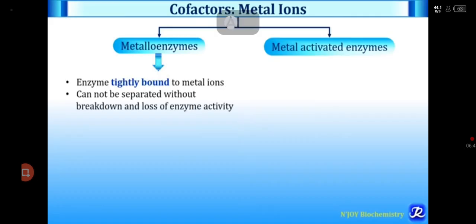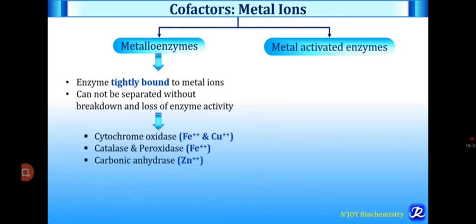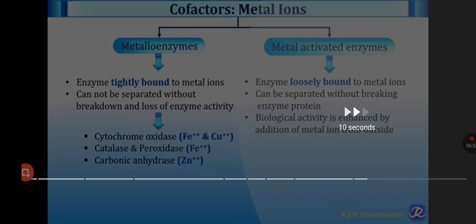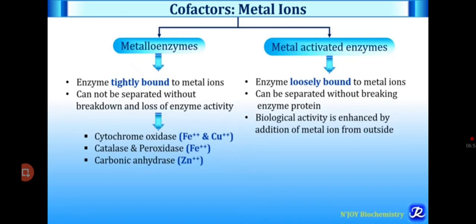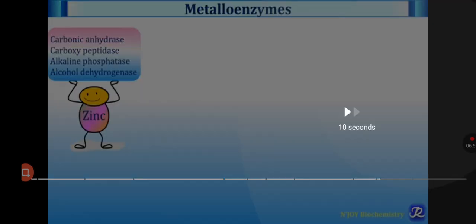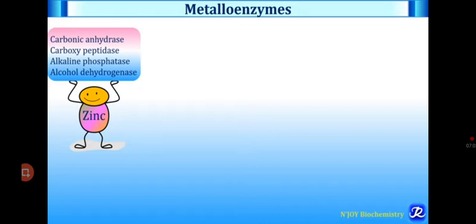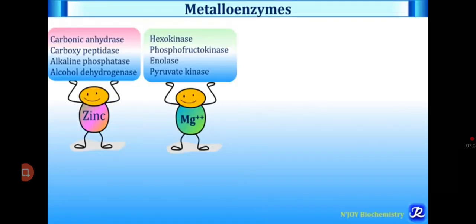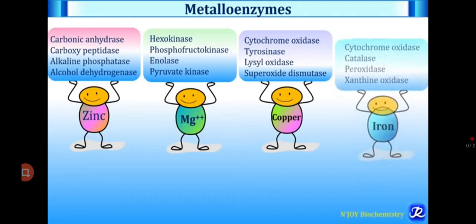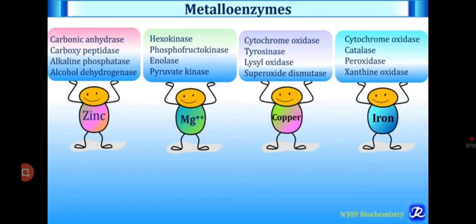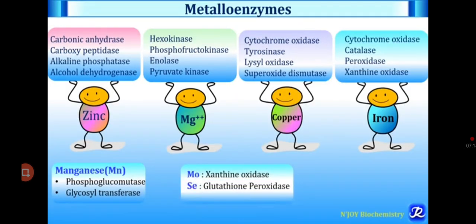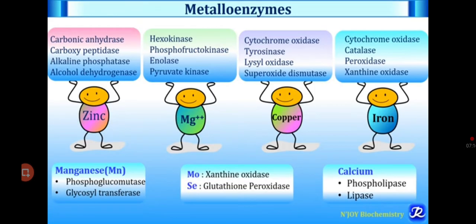In metalloenzymes, the enzyme is tightly bound to metal ions and they cannot be separated without breakdown and loss of enzyme activity. An example is cytochrome oxidase. In metal activated enzymes, the enzyme is loosely bound to the metal ions and they can be separated without breaking the enzyme protein; for example, amylase requires chloride. Zinc-containing enzymes are carbonic anhydrase, and enzymes requiring magnesium are hexokinase, phosphofructokinase, and enolase. Iron-containing metalloenzymes include cytochrome oxidase. Xanthine oxidase has molybdenum. This is very important for brief answer questions.